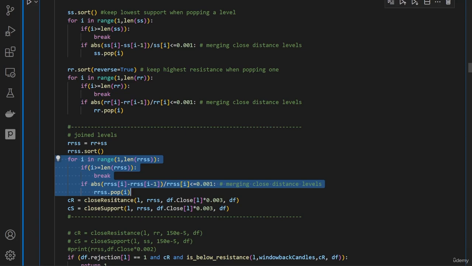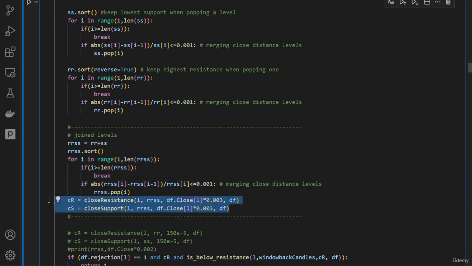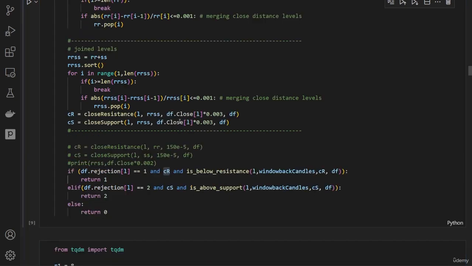So once this is done, we can call these two functions, close to resistance and close to support, which will test if the current candle is close enough, within a certain percentage of the closing price, to a resistance level or to a support level, providing the list of these support and resistance. So we're providing the list of all those key levels together. And now we reach the end of this function where we can generate our signals.